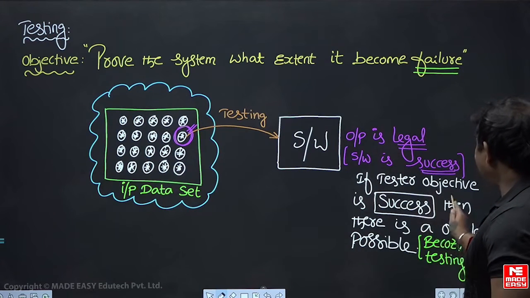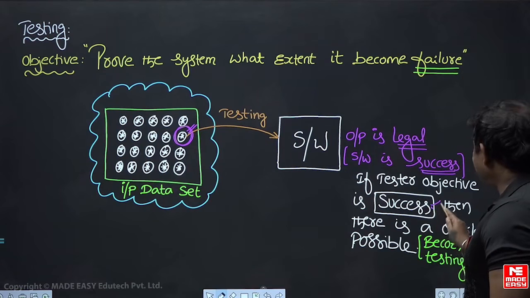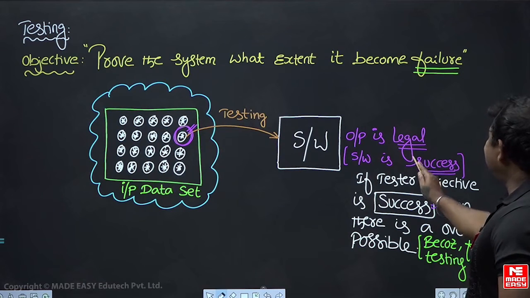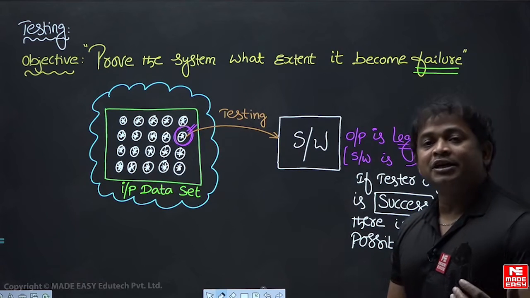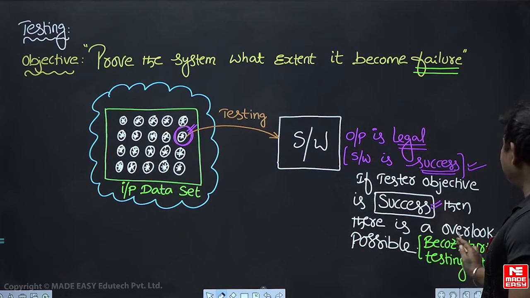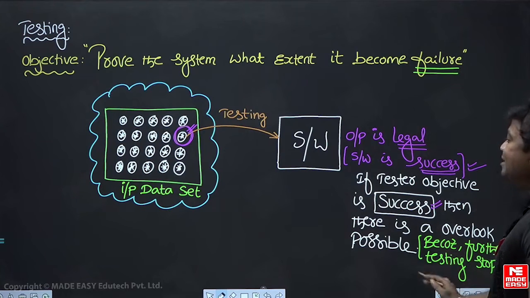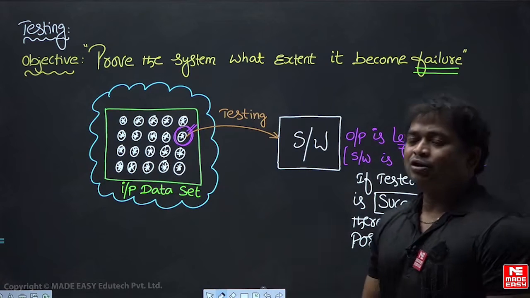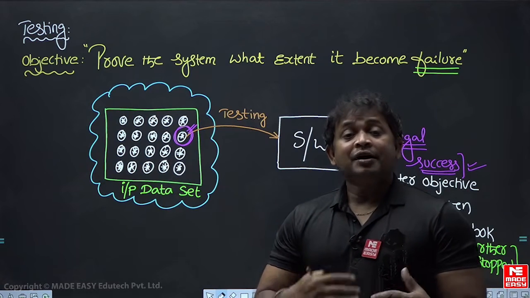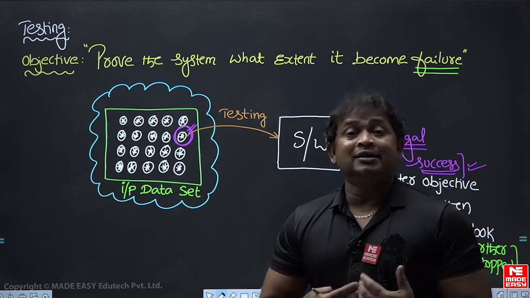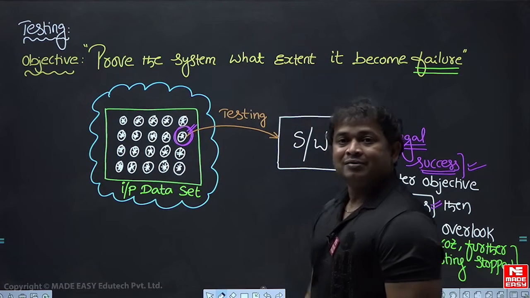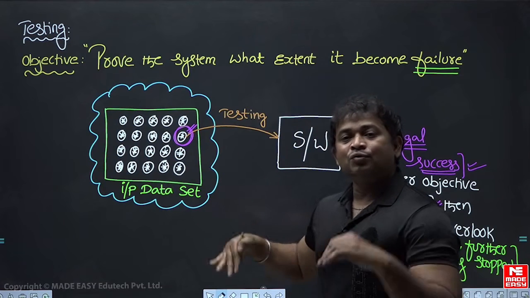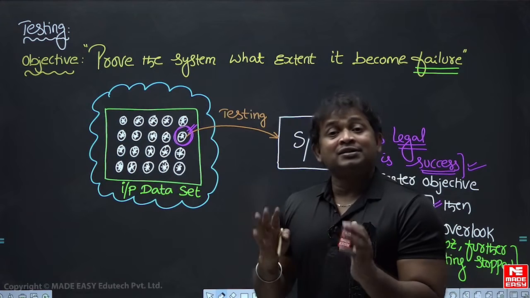When the software is a success, the objective of the testing team is satisfied. When the testing team's objective is satisfied, there is a possibility of overlook. What is overlook? Further testing stopped. Because the objective is satisfied, the remaining inputs are not tested by the tester. So these remaining inputs are not tested.